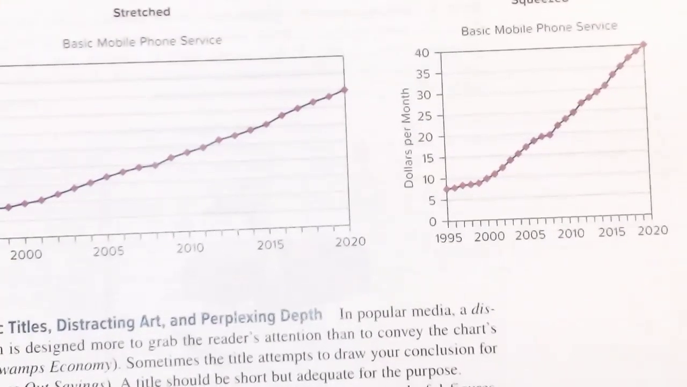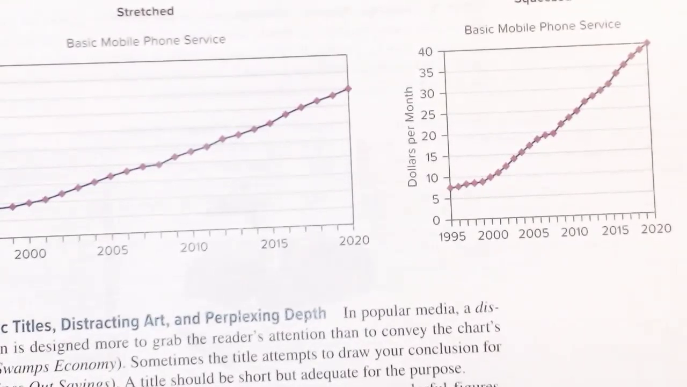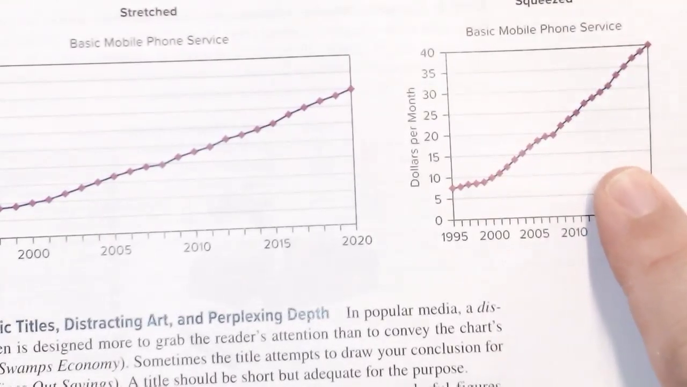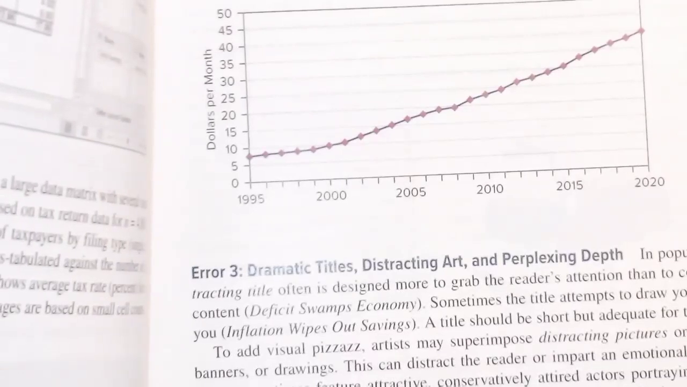What do you think now? Same exact data. One picture is half the width of the other. That looks like a much more severe increase, doesn't it? But it's the same data. It's the exact same set of numbers.